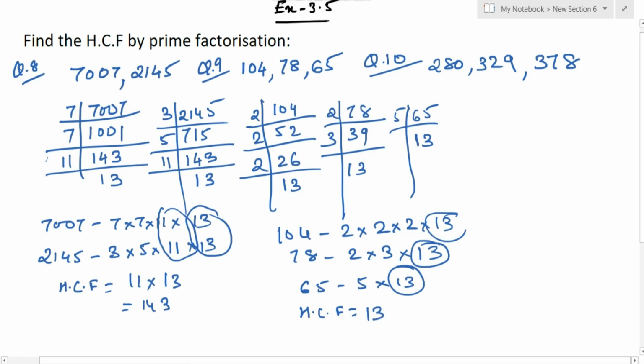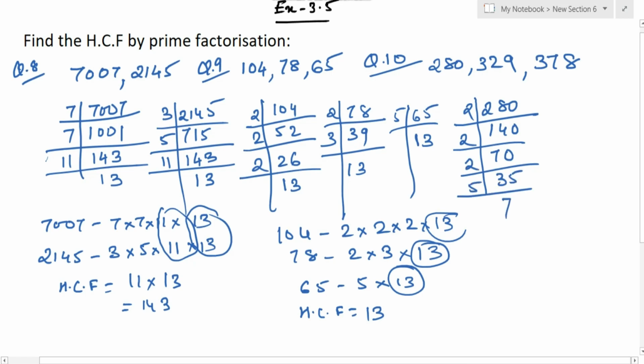Now moving on to the next section, for 280, that is 2 1s are 2, 2 4s are 8, 2 0s are 0. Next 2 7s are 14, 2 0s are 0, 2 3s are 6, 2 5s are 10, 5 7s are 35. Now we'll go ahead with 329. So 329 will come in the table of 7. 7 4s are 28, carry forward 4, 7 7s are 49.